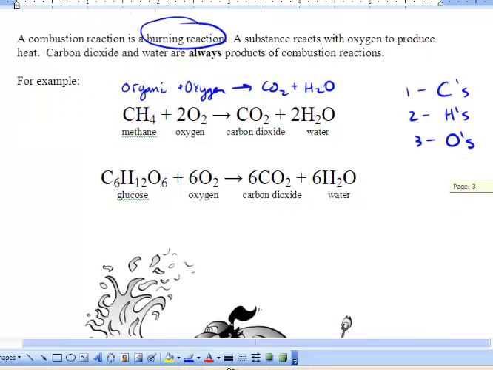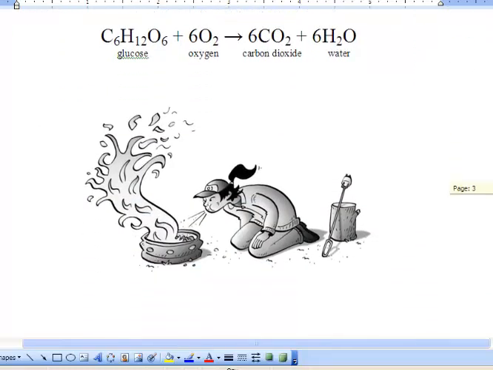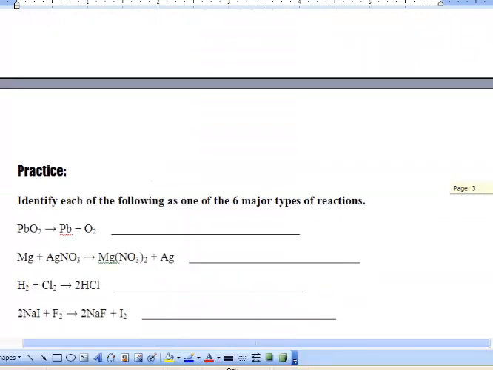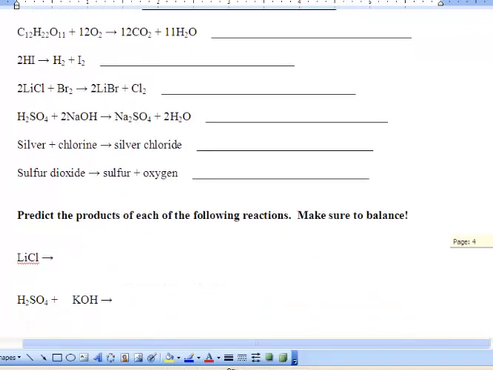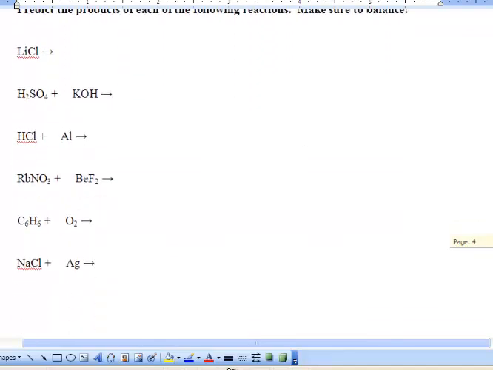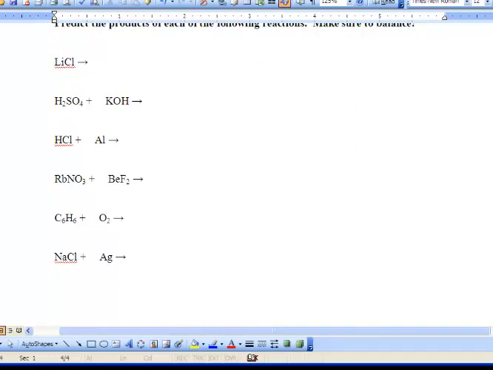All right. So I'd like you to read over those. Let's check out the last page here. And we can identify the following. So I'd like you to try to identify these reactions. And then we're just going to go through and do a couple of the reactions here. All right. So I'd like you to try the top bit, and we'll leave this for class.